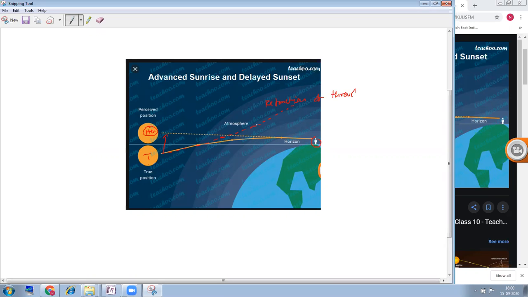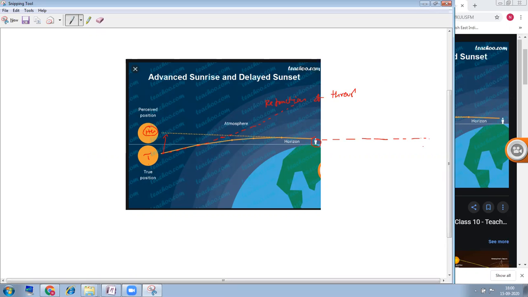In the same concept we can explain the delay in sunset also. Can anyone explain the delay in sunset? Whatever sun we are seeing in the evening is not actually there, but we are able to see it. How? Sir, only the apparent position of the sun will be visible, but the actual position will not be seen.